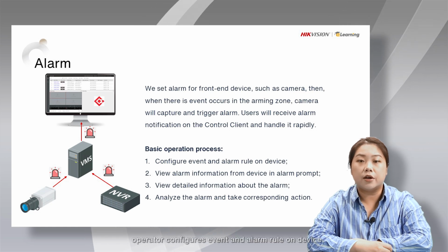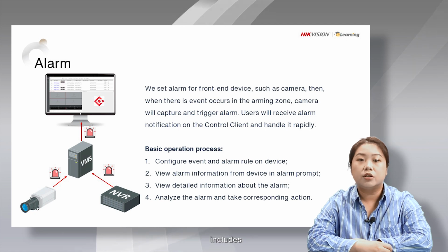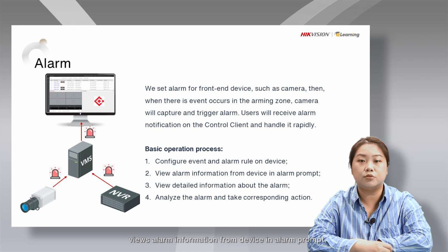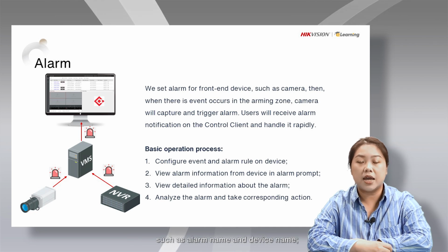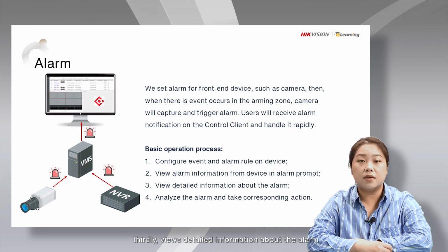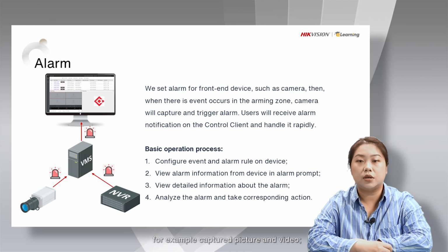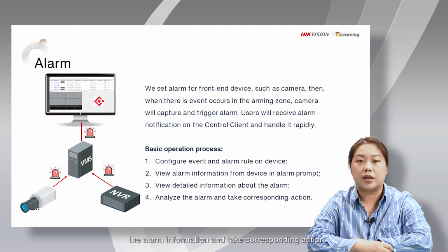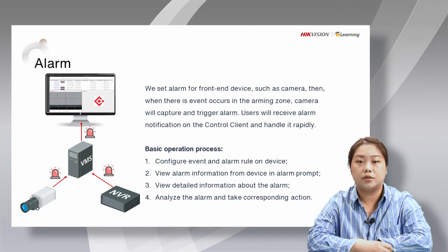Firstly, operator configures event and alarm rule on device, includes source event, arming schedule, and alarm settings. Secondly, operator views alarm information from device in alarm prompt, such as alarm name and device name. And thirdly, views detailed information about the alarm, for example, captured picture and video. Finally, users can analyze the alarm information and take corresponding action.